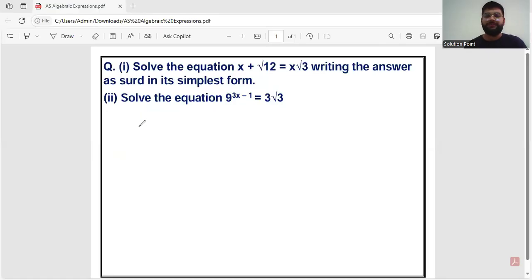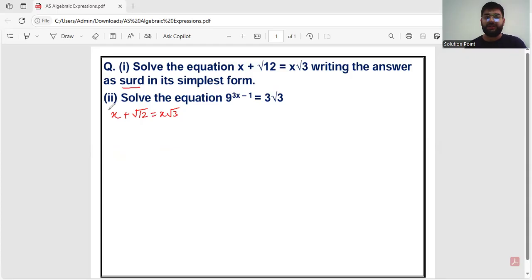Welcome to Solution Point. In this video, we will discuss this question, which is based on algebraic expression. In the first part of the question, we need to solve the equation x plus square root 12 equals x square root 3. And we need to write our answer in the form of surds.